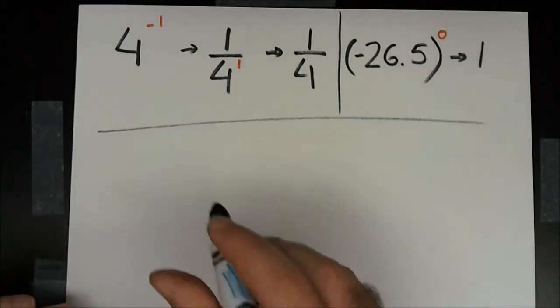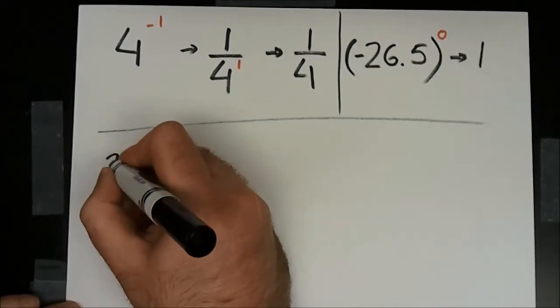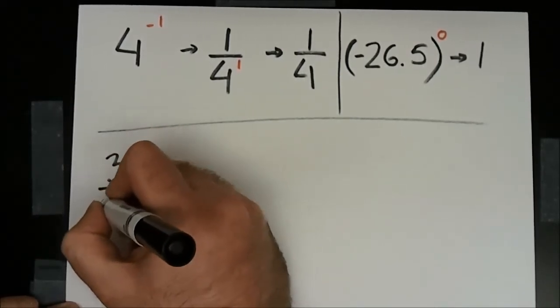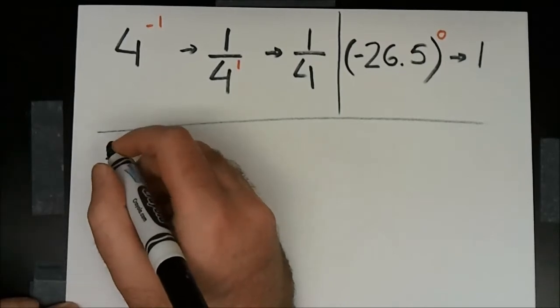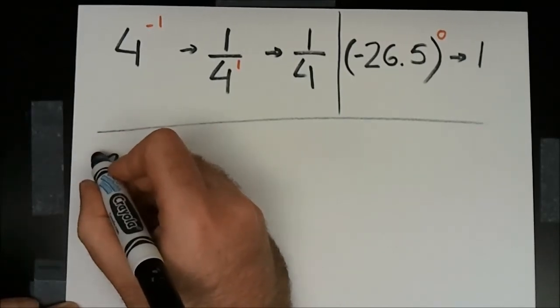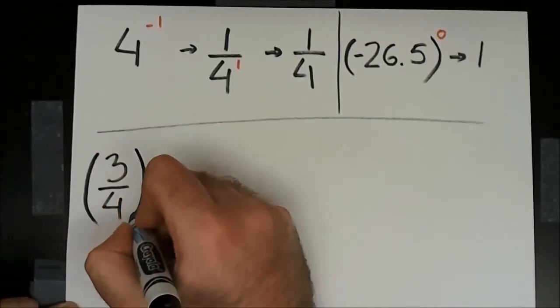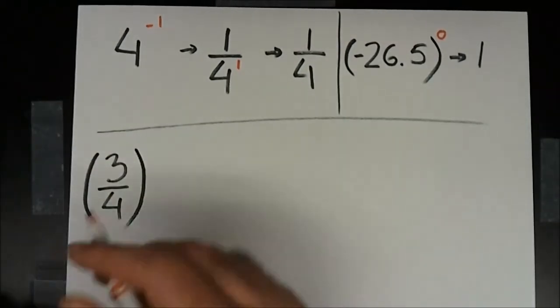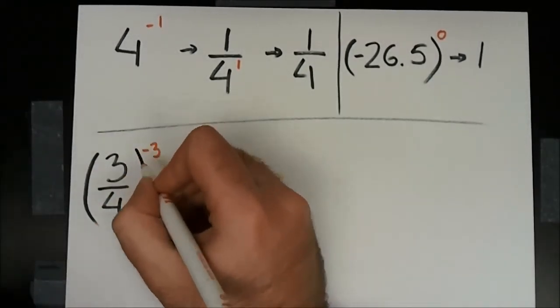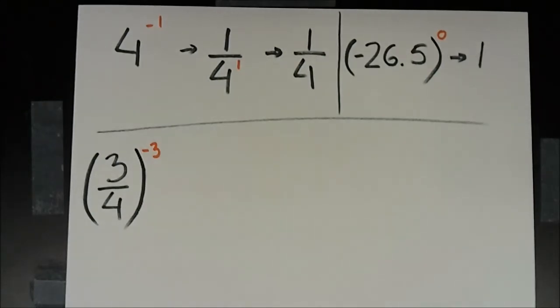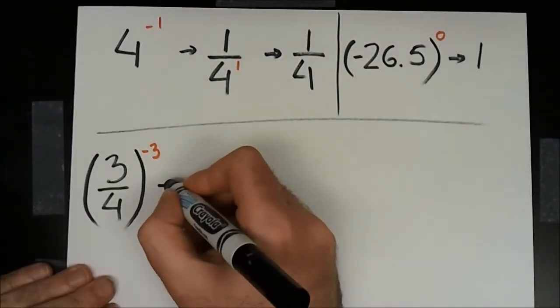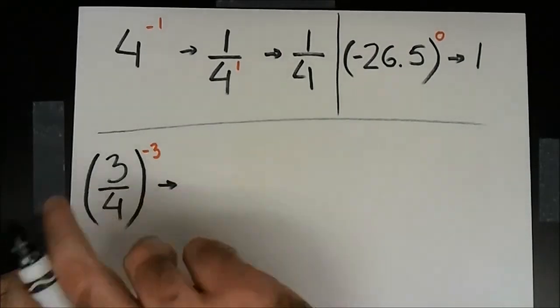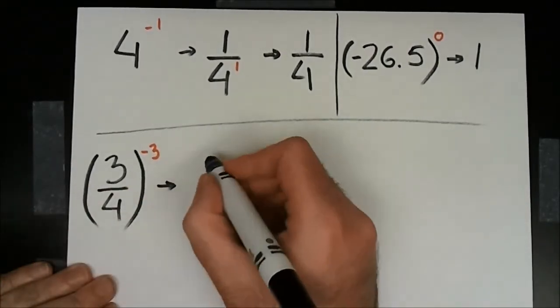Let's take a look at another negative exponent. How about we do 3 over 4 and all taken to the negative 3rd power. So what will be my first step? Flip first. The inverse of 3 over 4 is 4 over 3.